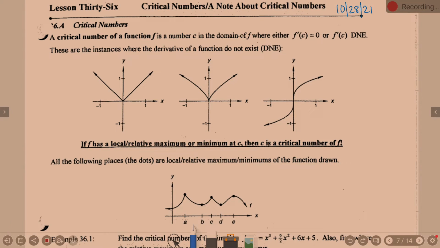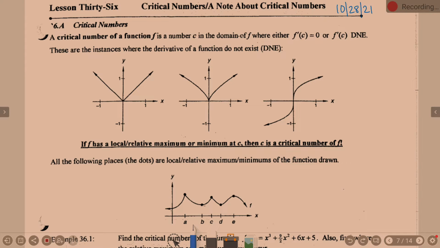Okay, lesson 36 is critical numbers. Critical values, critical numbers, a big topic in calculus as we talk about derivatives. I would consider it an application of derivatives, a way we use derivatives.